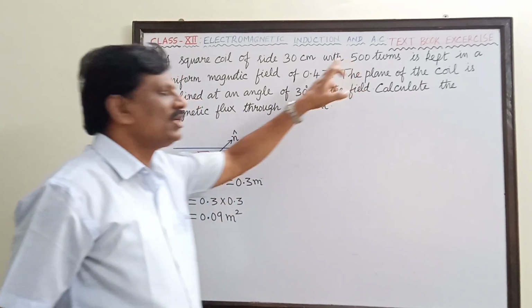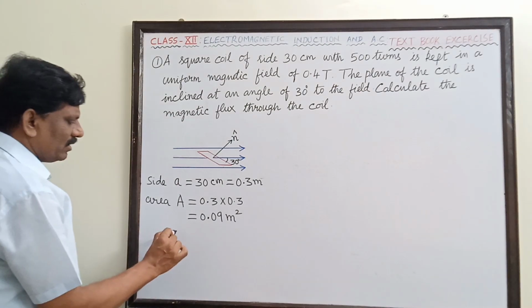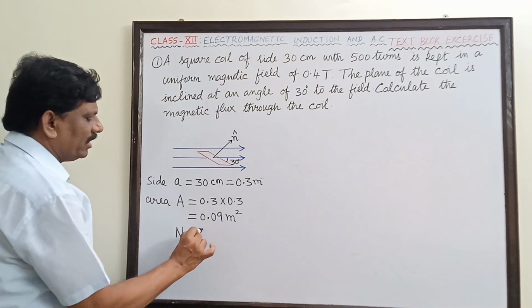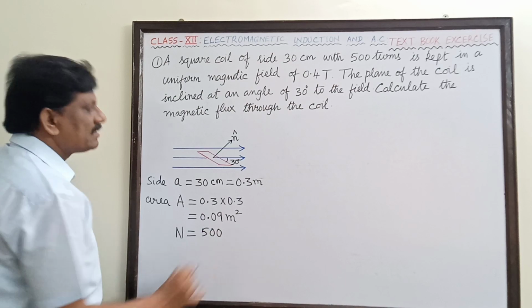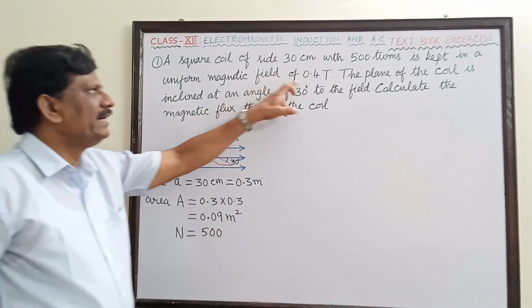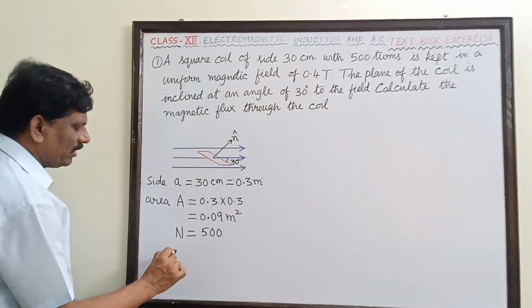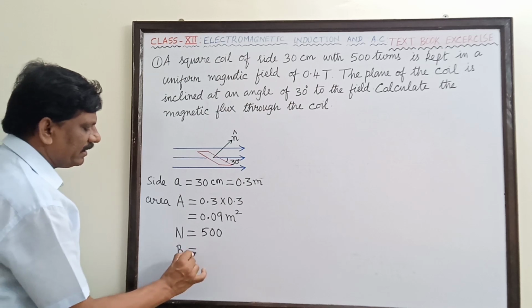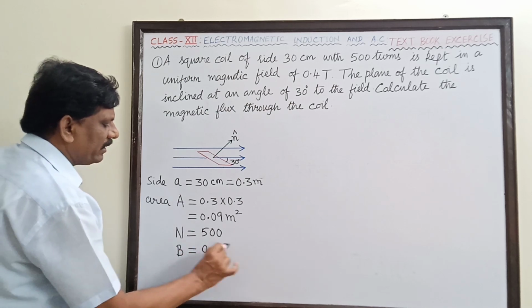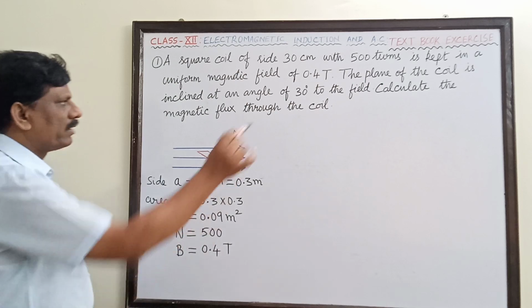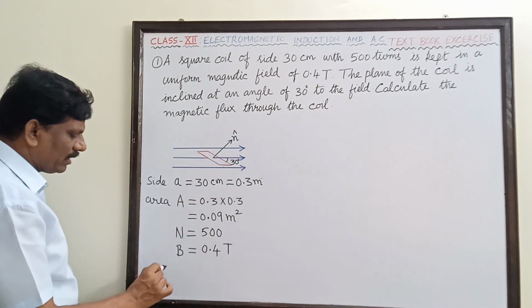Then it is having a total number of turns. So the number of turns N is equal to 500 turns. And the magnetic field strength is 0.4 Tesla. So B is equal to 0.4 Tesla. So calculate the magnetic flux through the coil.